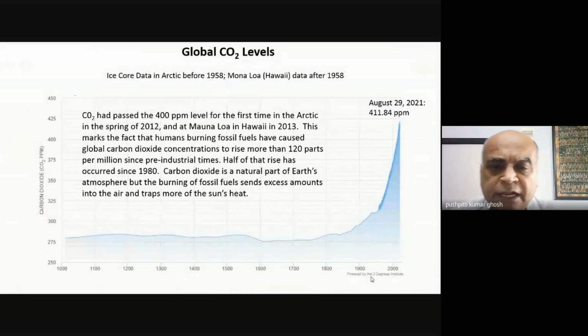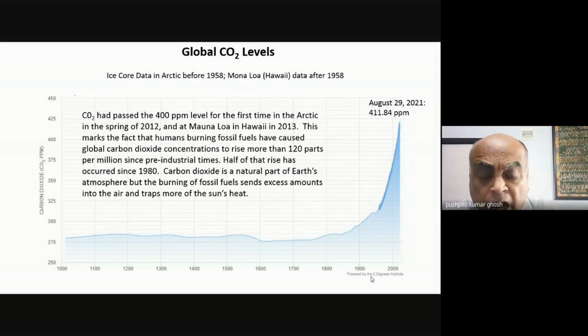Okay, so let's look at what has really happened with carbon dioxide. That is the principal result of the burning of fossil fuels. As you know, they will burn to form carbon dioxide, or carbon dioxide and water if the fuel also has hydrogen, like natural gas.